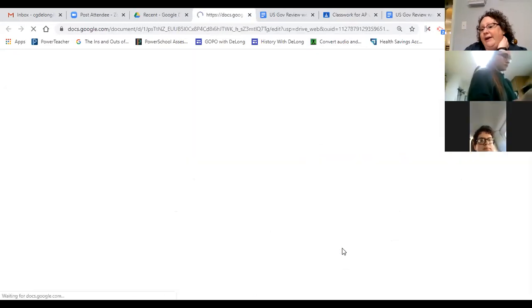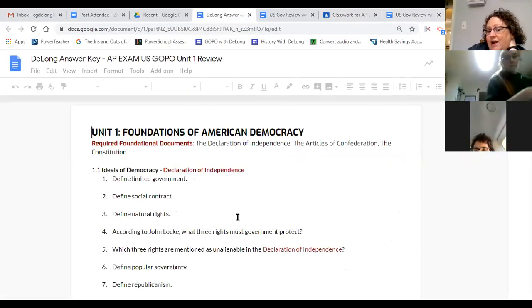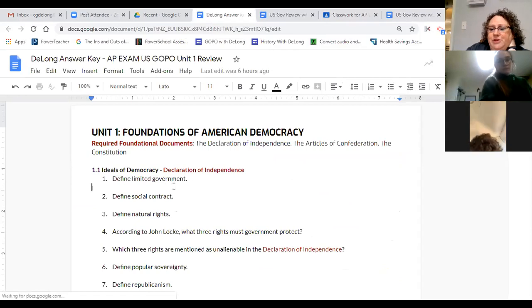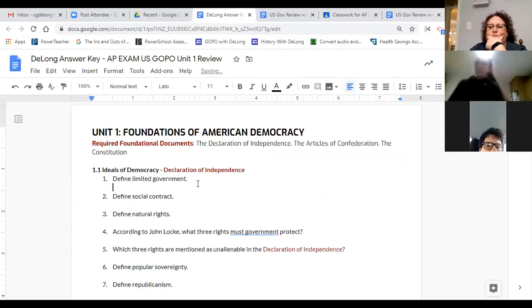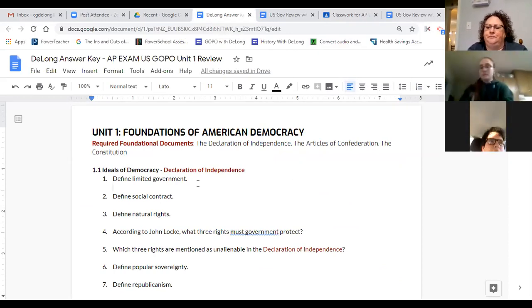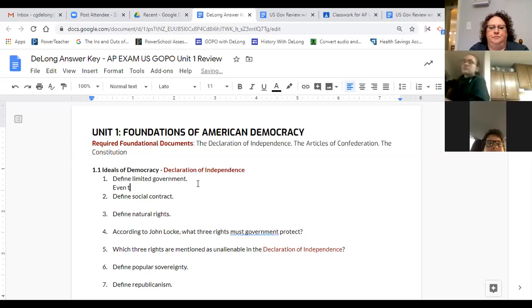Long answer key. All right, so let's go over the questions and see kind of what we got. We'll go from there. So what we say when we think about the Declaration of Independence, what we say is limited government. For that, I wrote that government's power is limited or restricted by a constitution. Okay.